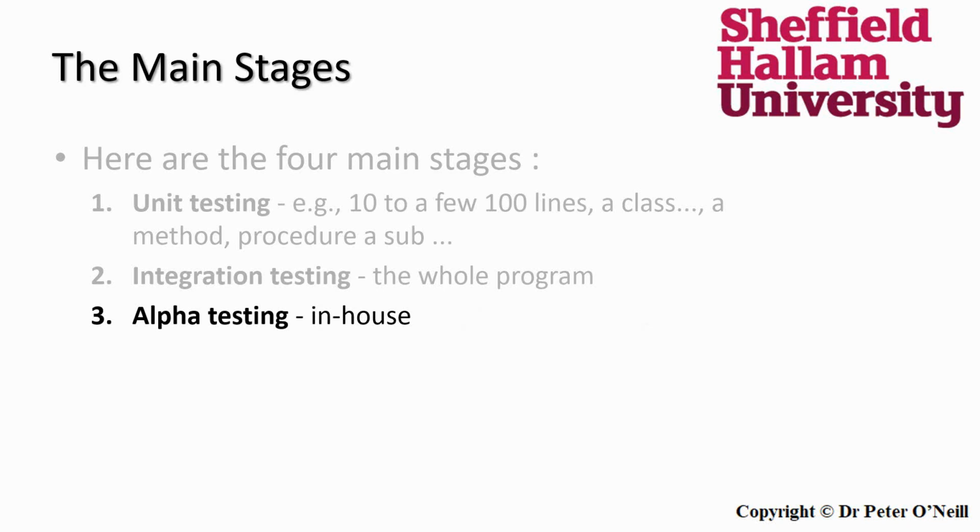Alpha testing, basically done in-house. Here you are, mate, have a look at that. See if you can break it for me, can you? And make a report of how you did it to break it, so that I can go and fix it. Beta testing, send it out to an external. Costly. You really want to make sure your alpha testing is being done seriously before you get to beta.